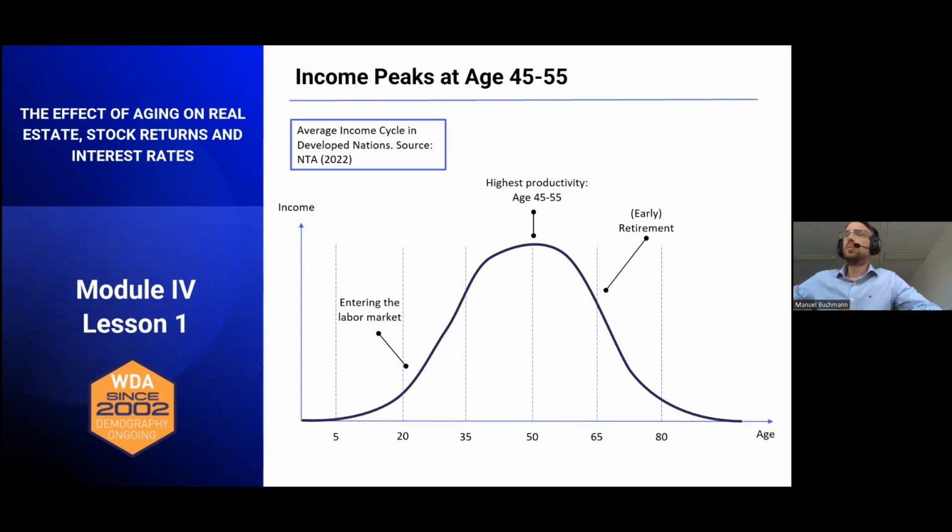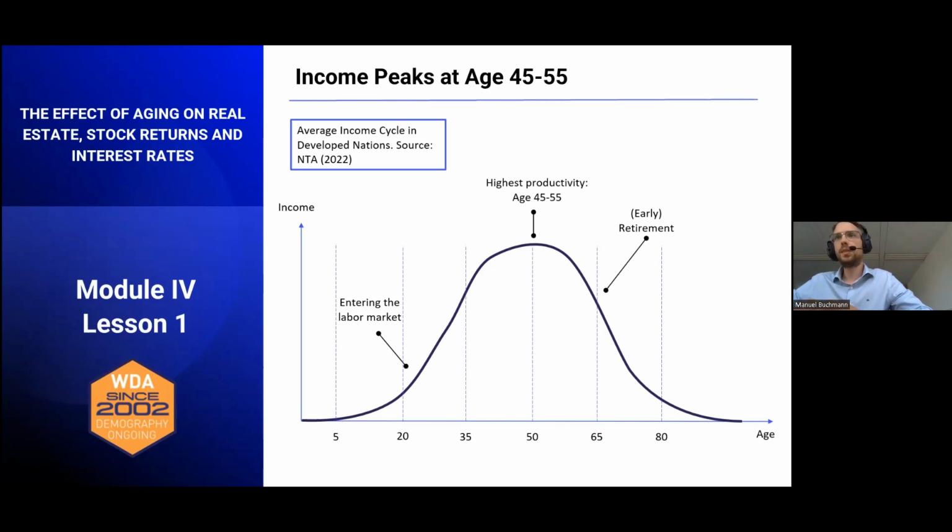And then income slowly starts decreasing once people move into retirement or early retirement. This decrease first happens slowly and then more and more rapidly. The typical retirement age around the world is around 65. In some countries it's earlier, some countries it's later. But once we enter retirement, income decreases again and slowly moves towards zero again at the end of the life cycle. This is a typical profile in developed nations, as calculated by the project NTA, which stands for National Transfer Accounts.